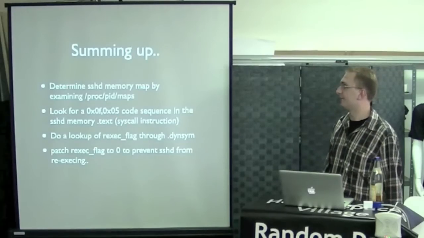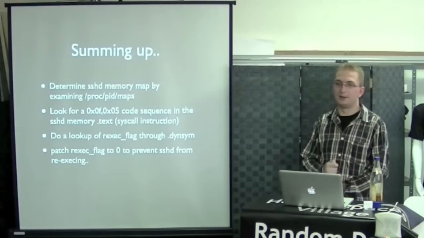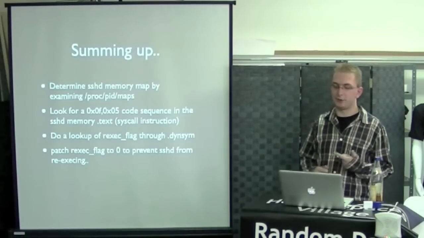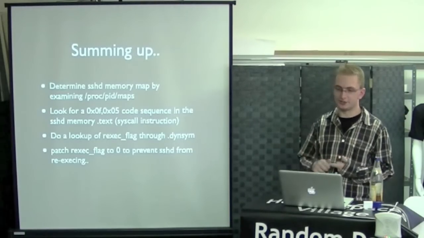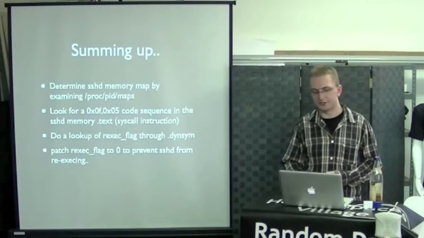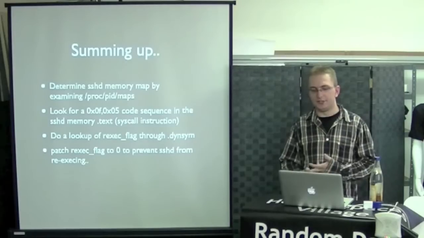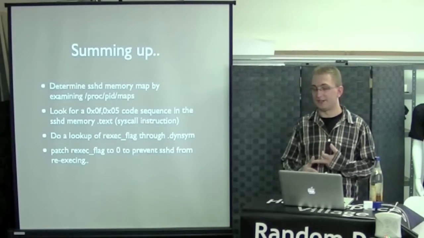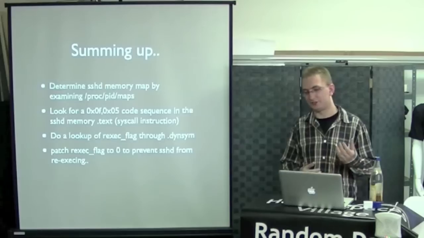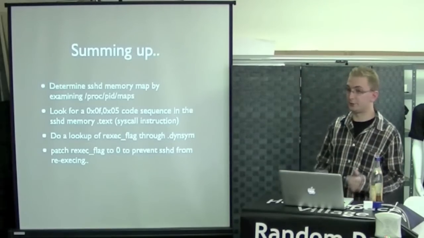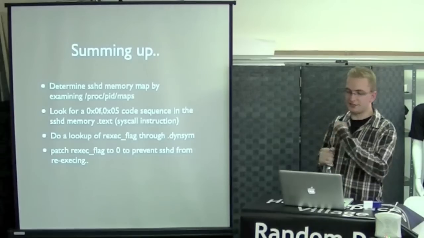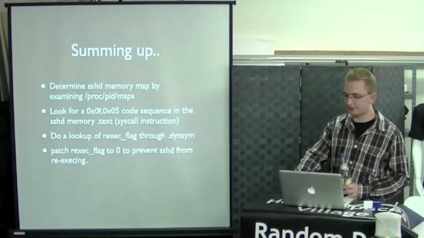So let's start summing this up. We can determine the SSHD memory map by looking at the /proc/PID/maps file. Then we look for a 0F05 code sequence, which is a syscall instruction, which we need for syscall injection. Of course, we could also patch one into memory somewhere and then jump to that, but I actually scan for a valid syscall instruction. Then we do a lookup of the rexec flag through the dynsym table. This is actually one of the few places where symbol resolution still works, because there are still symbols for some static variables, like this rexec flag, which we want to patch to prevent SSHD from re-executing itself and destroying our patches. So we patch this flag to 0 to prevent SSHD from re-executing.